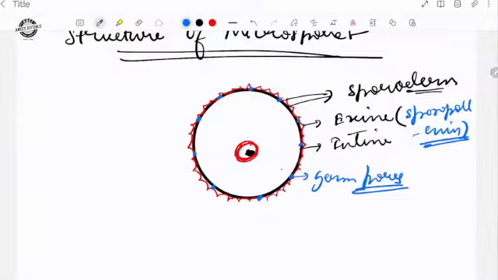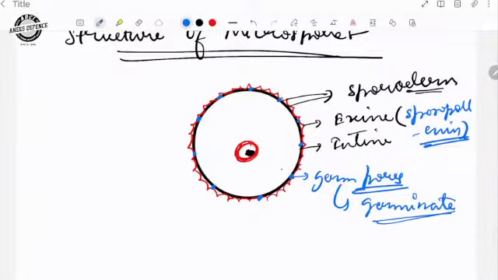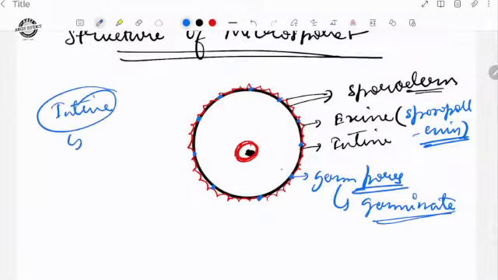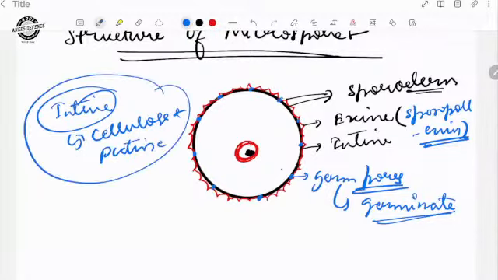These are meant for the growth of the emerging pollen tube during germination of pollen grains. Through these germ pores only, it is going to germinate when it meets the egg cell. The intine, the inside layer, is made up of cellulose and pectin. You should remember this: pectin and cellulose are the chemicals present in the intine, the inner layer of the pollen grain. Understood?